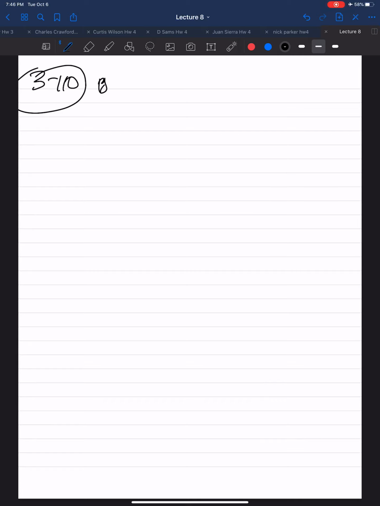Let's look at problem 3.10 on the same page, page 149. Here it says, replace the loading by an equivalent resultant force and specify its location on the beam measured from A. So we have our beam.